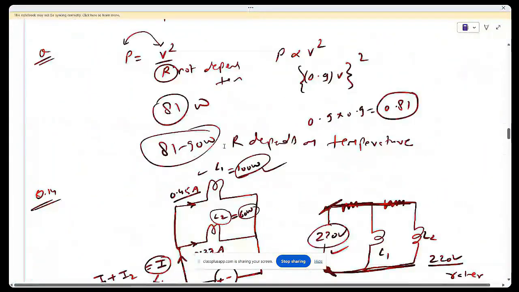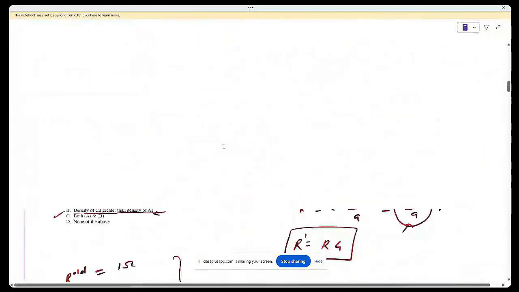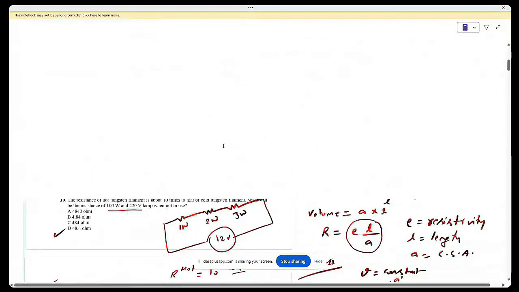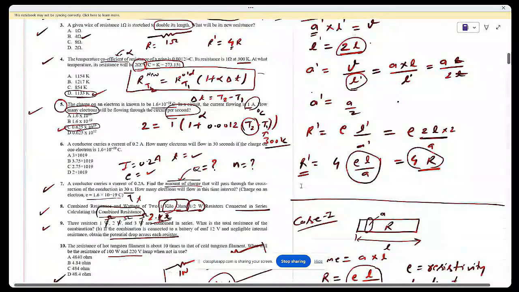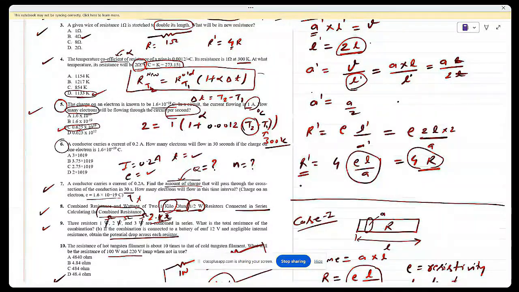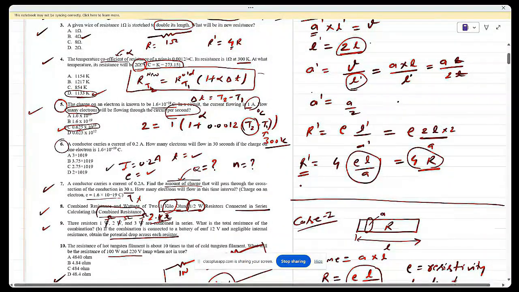Someone has written, I have missed question number 6. What was question number 6? No, I think I have covered this, na? Question number 6. A conductor carries a current of 0.2 ampere. How many electrons will flow in 30 seconds if the charge on one electron is given? We can solve it, we have written: q is equal to I t, n is equal to q upon e. We have solved it, question number 6.